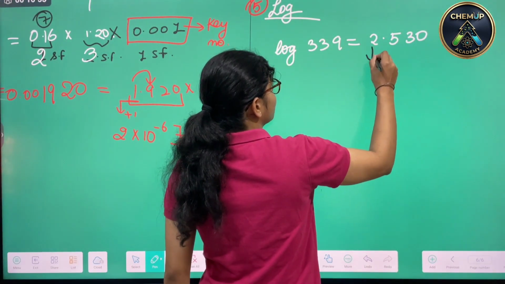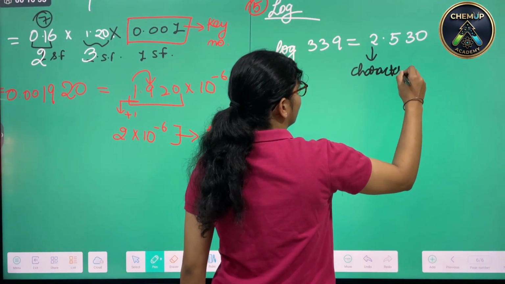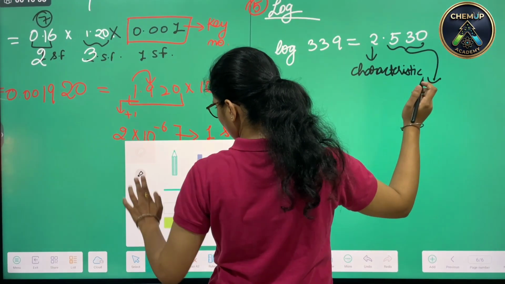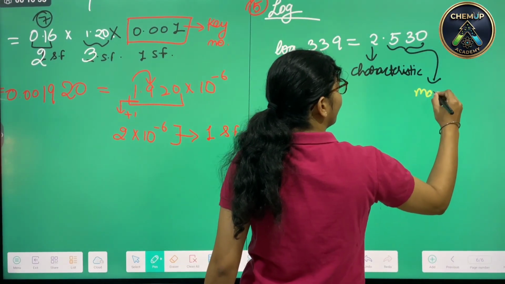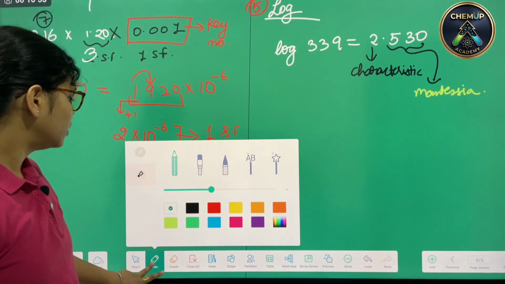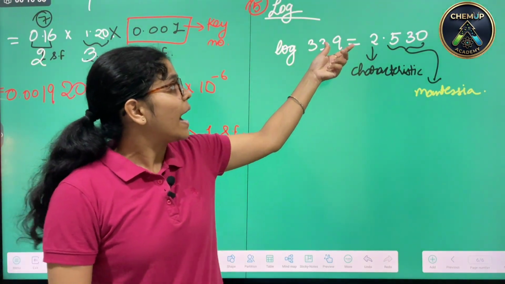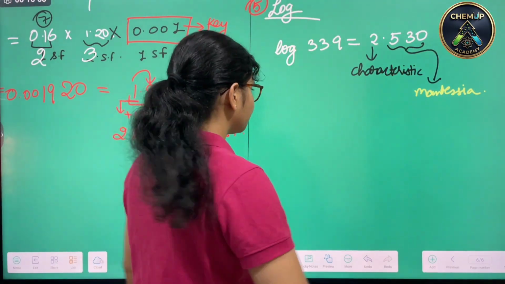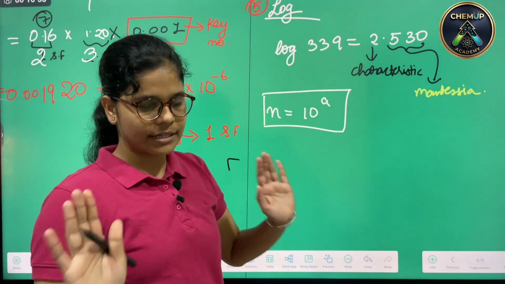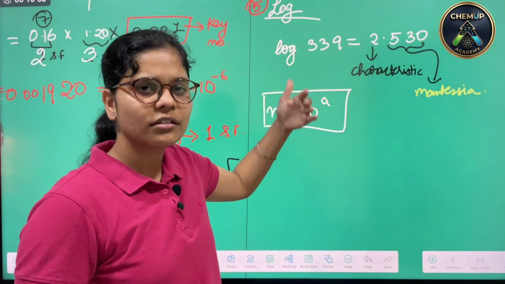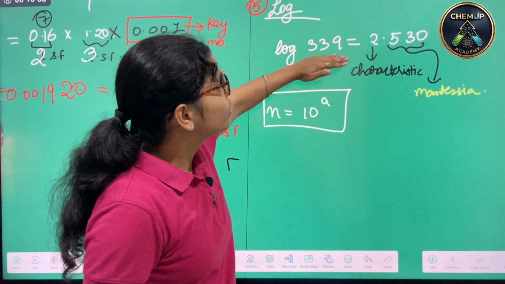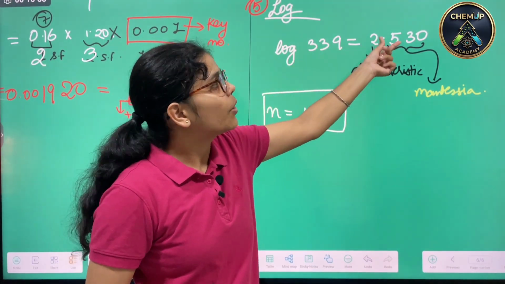Whenever we represent a log like this, it says that log 339 is 2.530. So this part becomes your characteristic, and this whole part becomes your mantissa. So this is how we can perform the logarithm. How is log represented? It is usually represented in these terms, as you must have read in your earlier classes, 10th, 9th, 8th. Now we have calculated log 339, which says the value is 2.530.